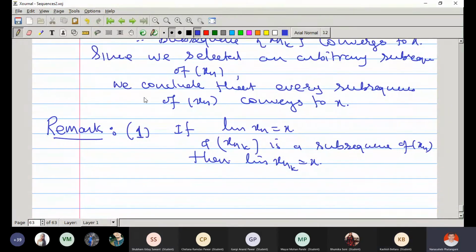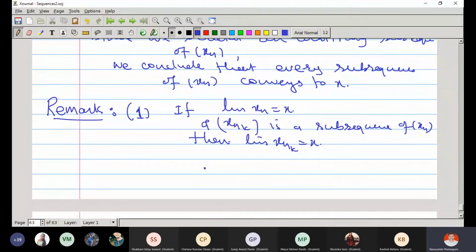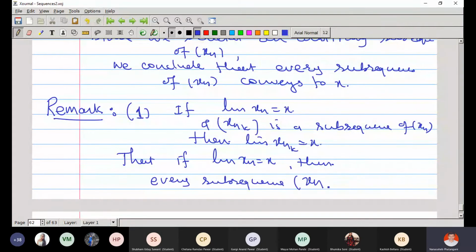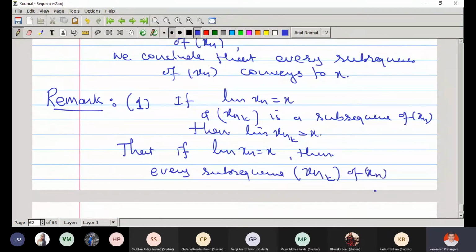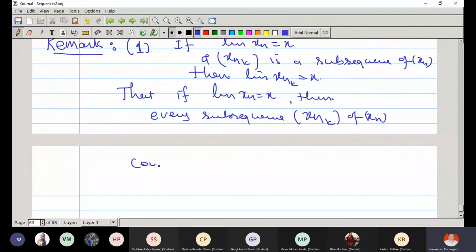Now, can you tell me this? If the limit of xn is x, then every subsequence x_nk of xn converges to x. This is what we proved. Now tell me the contrapositive statement. P implies Q, so, if any subsequence of xn is divergent, then xn is divergent.